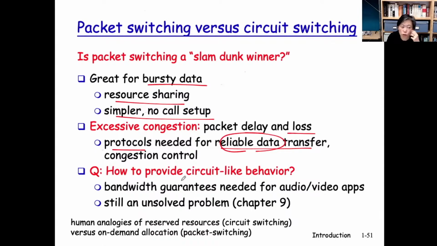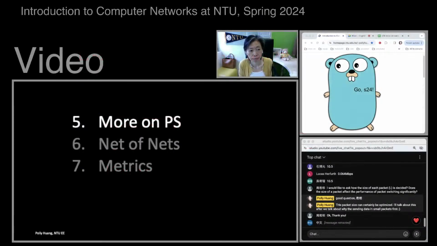And what if we want some level of guarantee, for example, to do video streaming? Can we achieve circuit-like behavior with packet switching philosophy at a very low level? Can we do bandwidth guarantee? Well, people have been thinking about it, and this is still a problem that's not quite yet solved. This is covered in chapter 9, the multimedia networking chapter, later in the textbook, and we unfortunately won't have time to cover it this semester. So that video serves as a summary comparing circuit switching and packet switching.